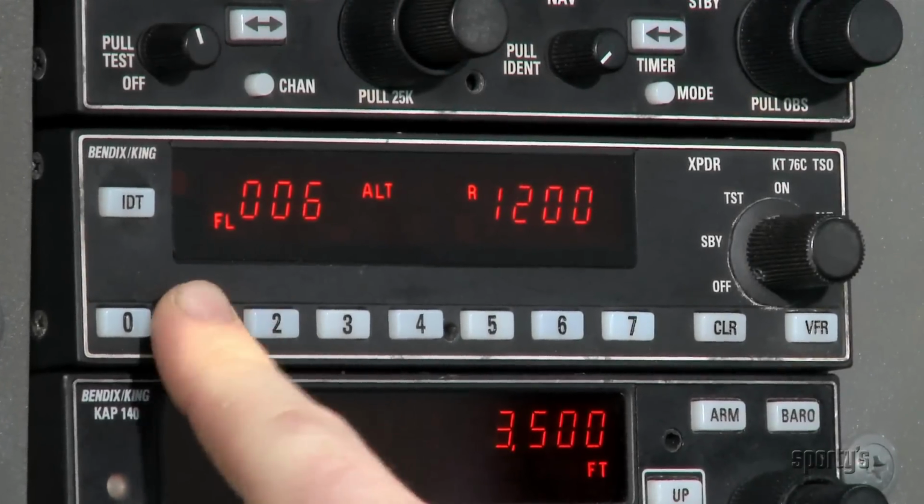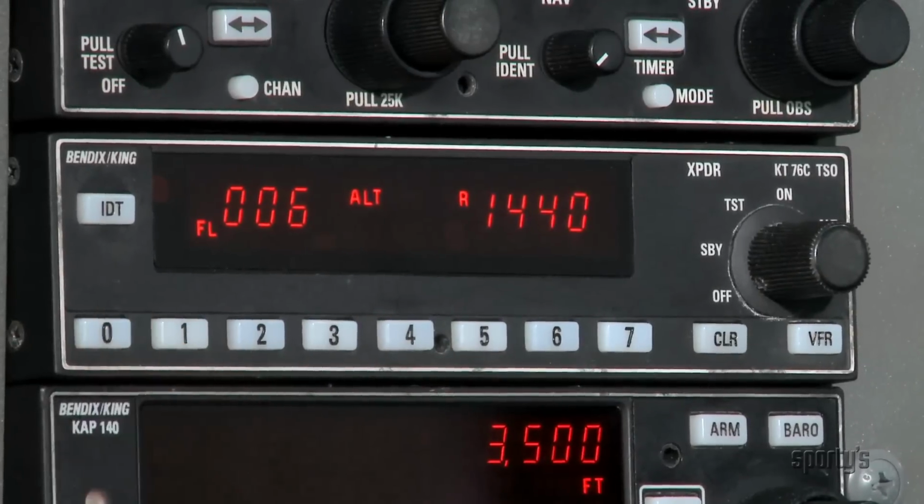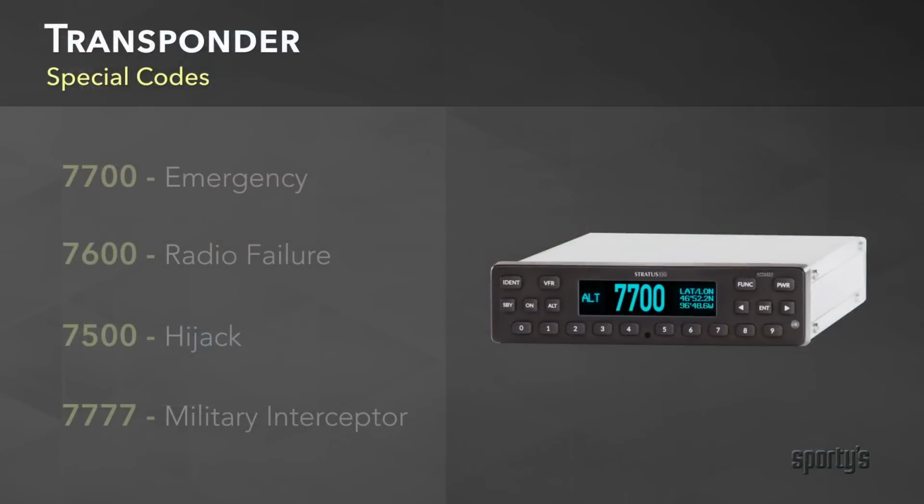When entering transponder codes, there are certain number combinations that should be avoided. Some squawk codes have been assigned for use during special circumstances. For instance, 7700 is for emergencies. 7600 is for communications failures, and 7500 indicates to the controller that you have been hijacked. Code 7777 is used for military interceptor operations, something that most pilots would find disconcerting to say the least.